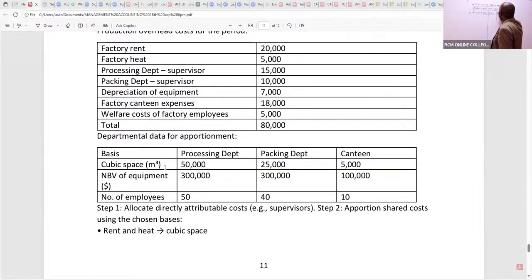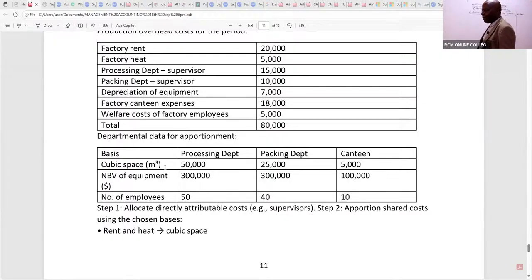So we have what they are calling processing. Then we have, in this case here, packing. Then we have, in this case here, canteen, like that. So then we shall start, ladies and gentlemen, with the first item.